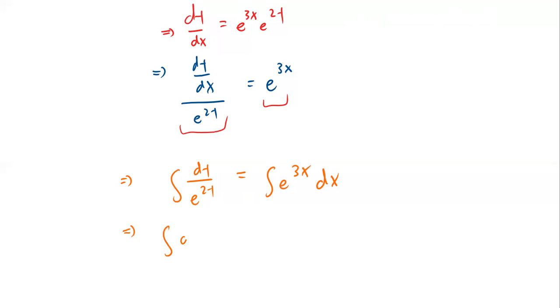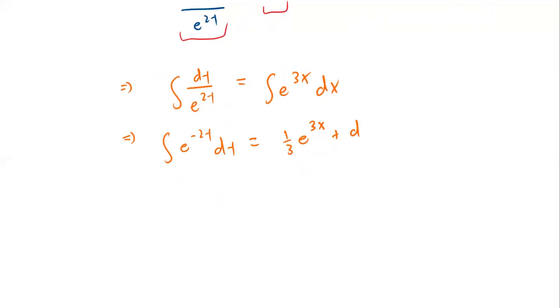First, let me rewrite this, just so it's easier, as e to the negative 2y. Remember, you can move something on the bottom of a fraction to the top, or vice versa, by making the exponent negative. Here, I'm just going to go ahead and integrate immediately. This is 1/3 e to the 3x plus some constant. Then the left-hand side is going to be basically the same rule for integrating, plus some constant.